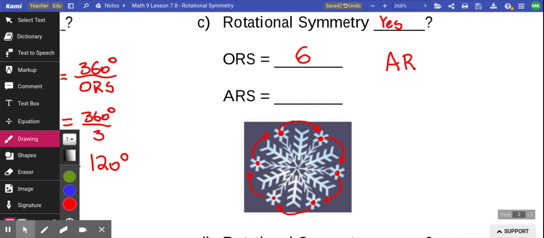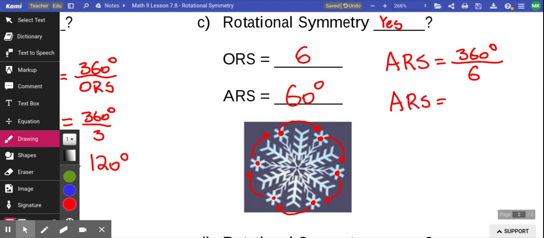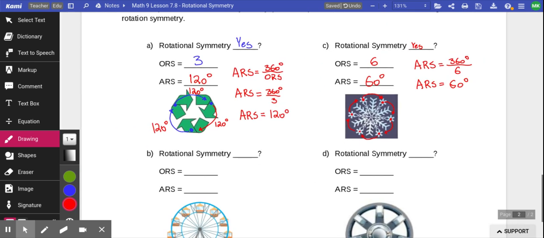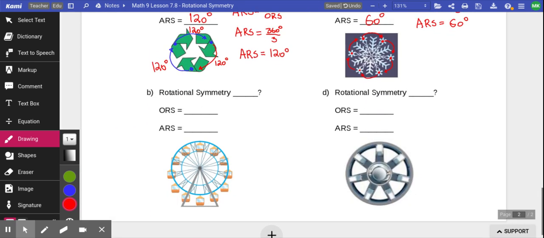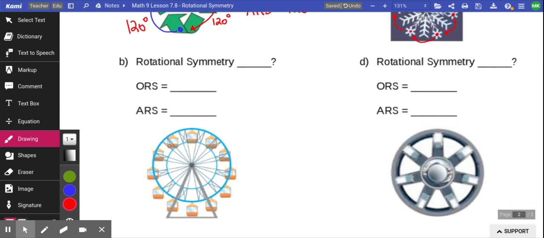The ARS, the angle that I have to rotate to get it to look the exact same, is 360 divided by 6. If you put that in your calculator, you should get that it's 60 degrees. That means every time I rotate at an angle of 60 degrees, I get the exact same image. Perfect. I want you to try these two. So does it have rotational symmetry? Yes or no?